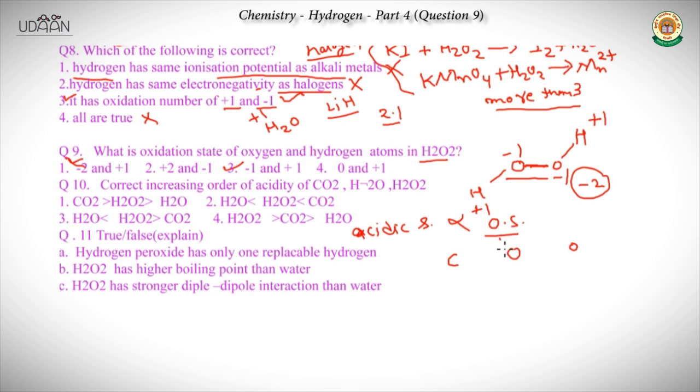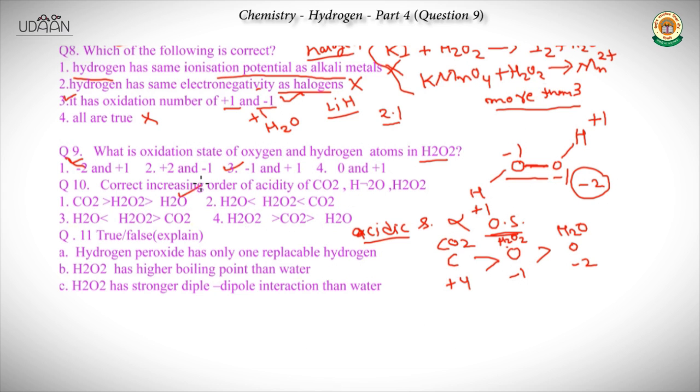Okay. Now we see that in H2O2 the oxidation state is -1, here it is -2, and here it is +4. Okay, as we have discussed, acidity is directly proportional to oxidation state. So it will be like this. Okay, this is CO2. So we get the answer CO2, H2O2 and H2O. The first option, I think. CO2, H2O2 and H2O, yeah, this is the first option.